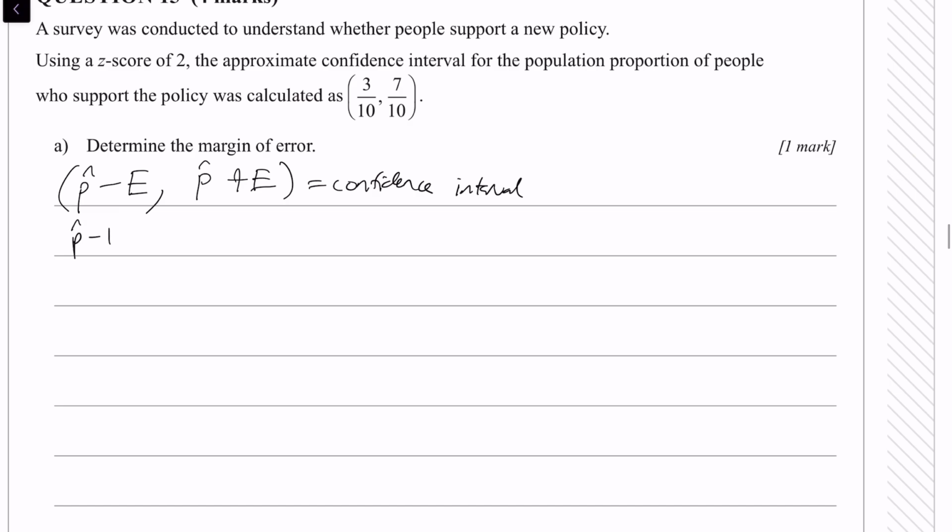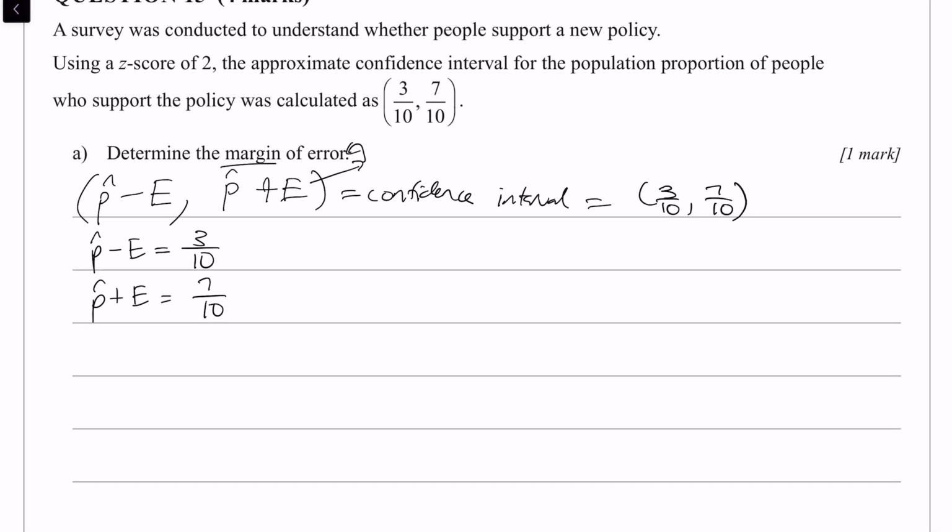We know that p hat minus margin of error is equal to 3/10, and p hat plus the margin of error is equal to 7/10, because we have 3/10 and 7/10 in our confidence interval, and E is our margin of error, capital E. If we subtract equation 2 minus equation 1, then we cancel out our p hats, and we get E minus negative E, which is 2E on the left hand side, and then 7/10 minus 3/10 is 4/10.